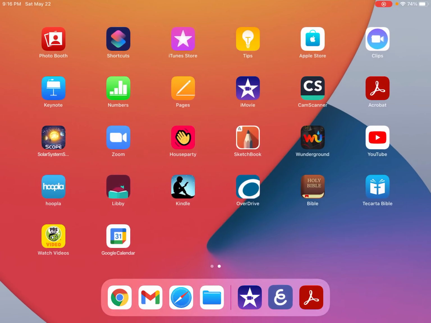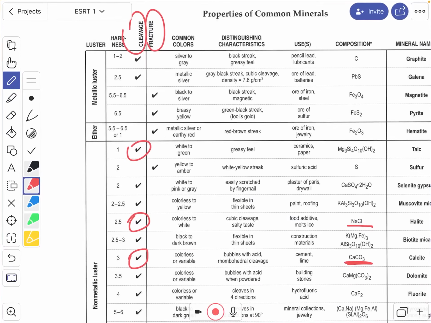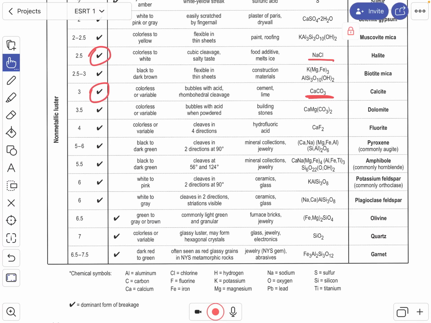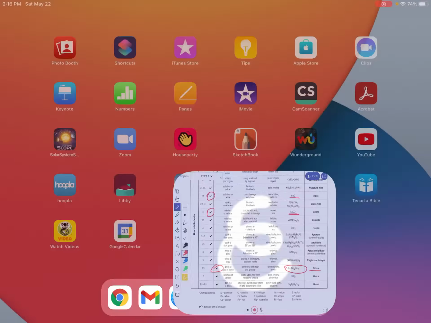And unfortunately, we had to go through all of our choices to recognize that FeMgSiO4 is our answer. And therefore, I'm going to circle number 4. Now, just to confirm that, FeMgSiO4 is down here, it's olivine. Olivine is right here on the chart, and that has fracture. So just to confirm that, the answer is definitely number 4.